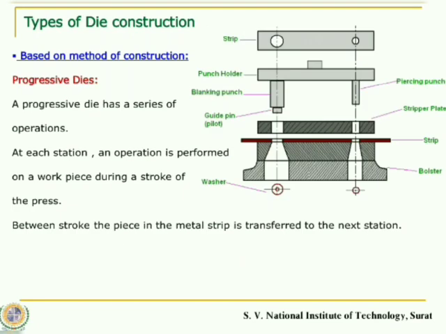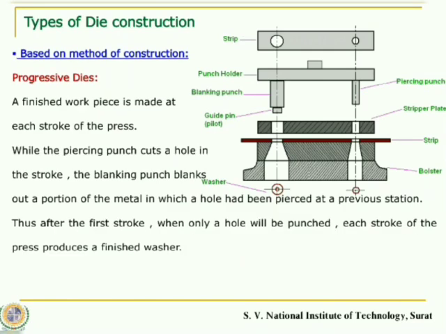The third type of die is known as a progressive die. As the name suggests, a progressive die has a series of operations. At each station, an operation is performed on the workpiece during a stroke of the press. Between two different strokes, the piece in the metal strip is transferred to the next station. A finished workpiece is made at the end of each stroke of the press.